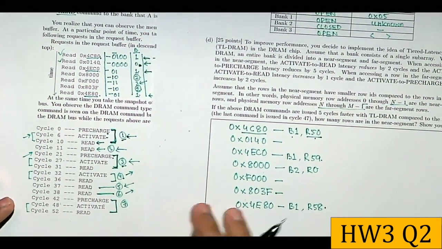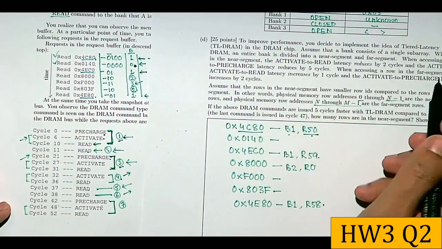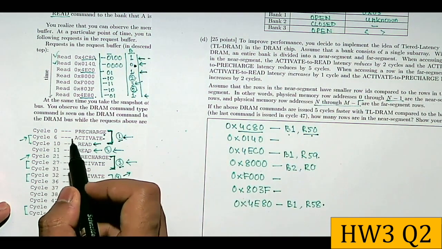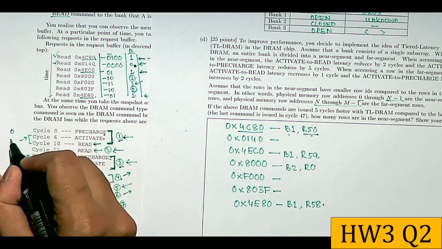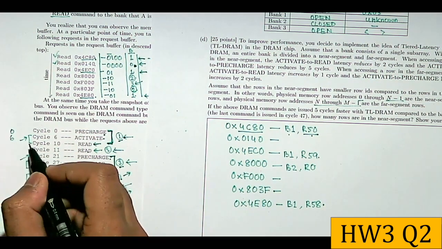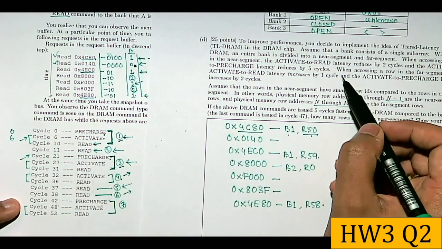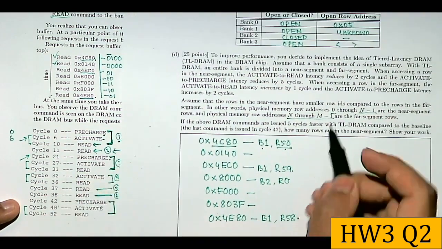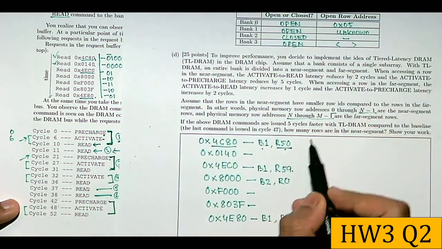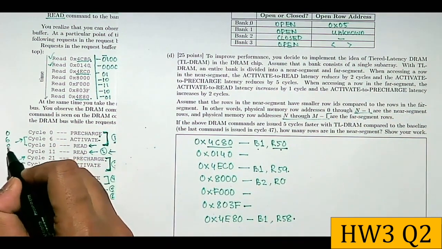So what we have are the changes in the activate to read and the activate to pre-charge. There is nothing for pre-charge to activate, right? Pre-charge to activate is the same for everyone. So let's see. 0, 6. That's like the normal sequence. Now activate to read. Activate to read was 4 cycles before. Now you know that if it is the near segment, then it will reduce by 2 cycles. So that means later on it will come as 8.